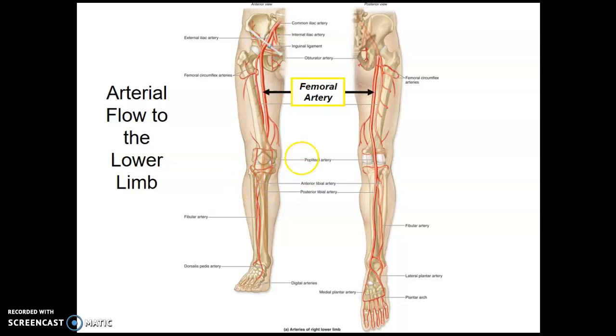Our femoral artery is the main artery in our leg. We have some other arteries in the leg, but the femoral artery is the main artery in the leg, and the upper leg especially. And again, we worry about broken legs and injuries to the femoral artery.